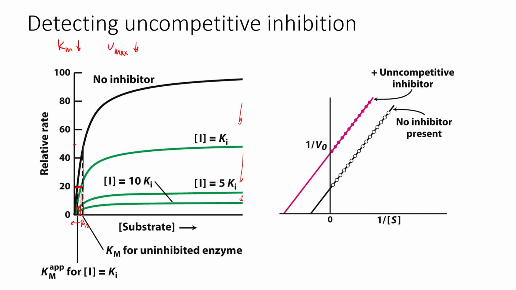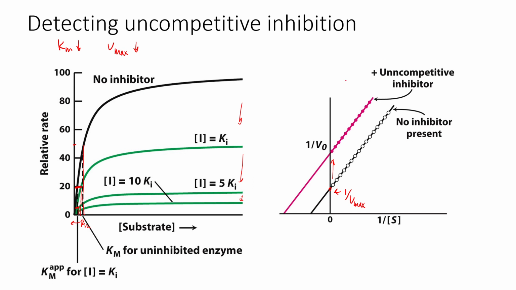But if we turn to look at our Lineweaver-Burk plot, it is much clearer to see what's going on. And so once again, let's start with our y-intercept, right? Our y-intercept is defined as 1 over Vmax. And like we said, our Vmax is decreasing. And so when we add our uncompetitive inhibitor, if our Vmax is going down, our 1 over Vmax is going to go up. And that's exactly what we see here. Our y-intercept is increasing.